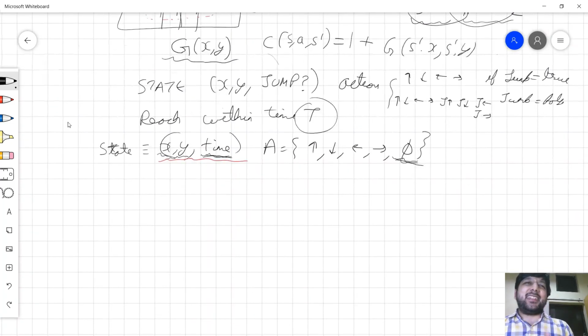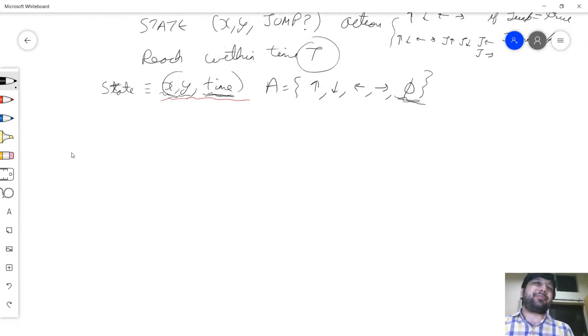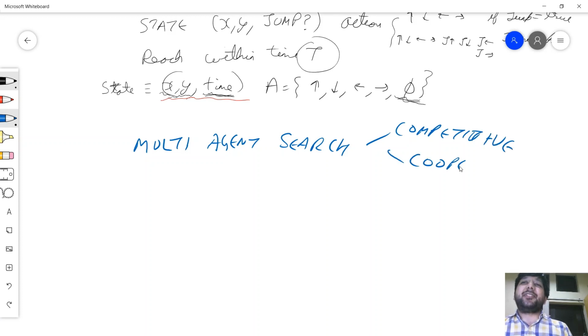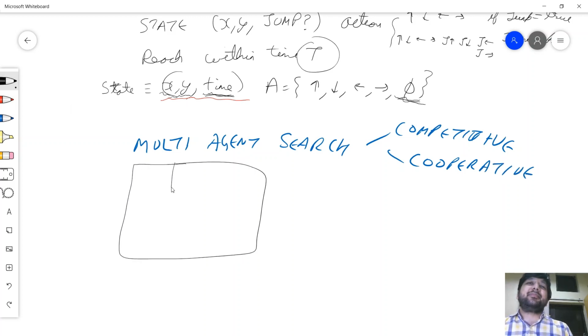Now to my favorite: in multiple agents, we talked about competitive. Did we really talk about cooperative? No. And do I really need to? So, a classic problem.